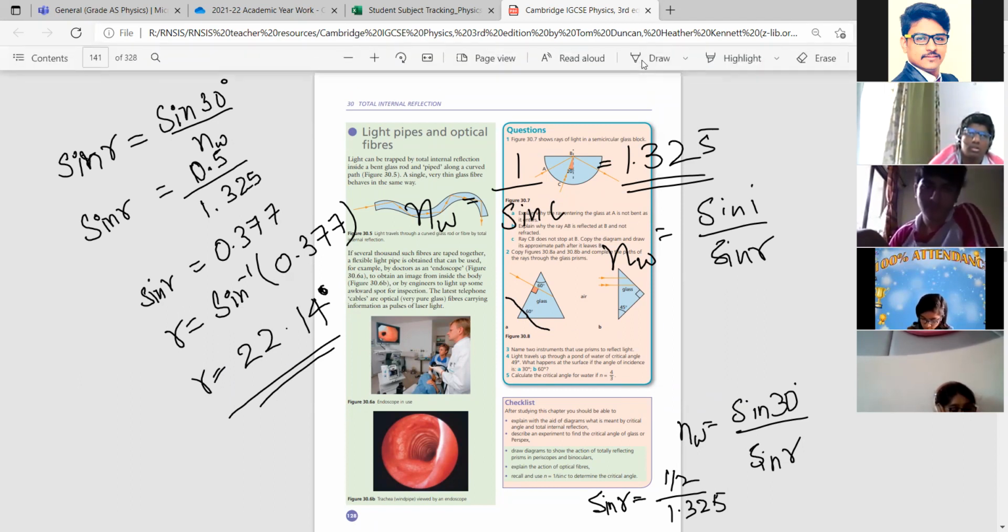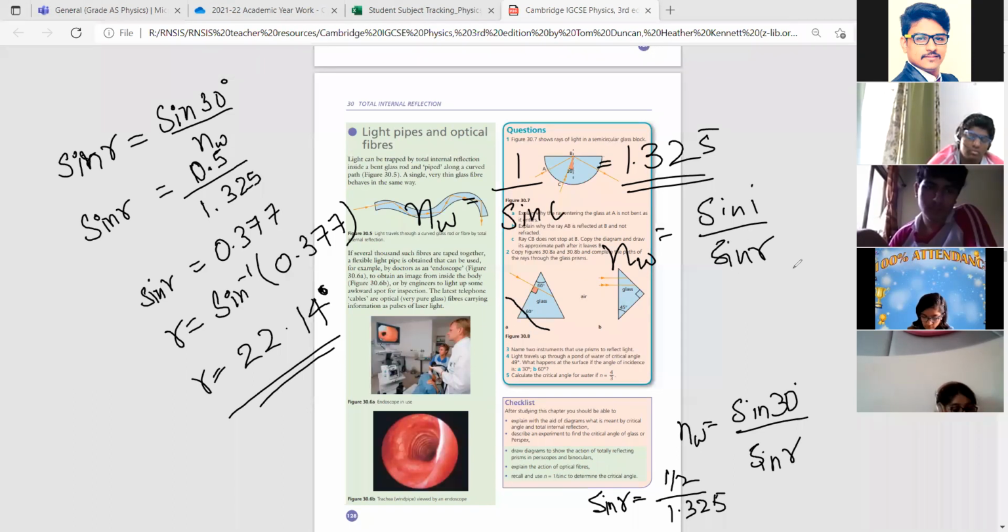Clear? So we have done the formula right maybe, but the substitution is wrong. We should have substituted the sine 30 in the denominator. So let's rework this out.